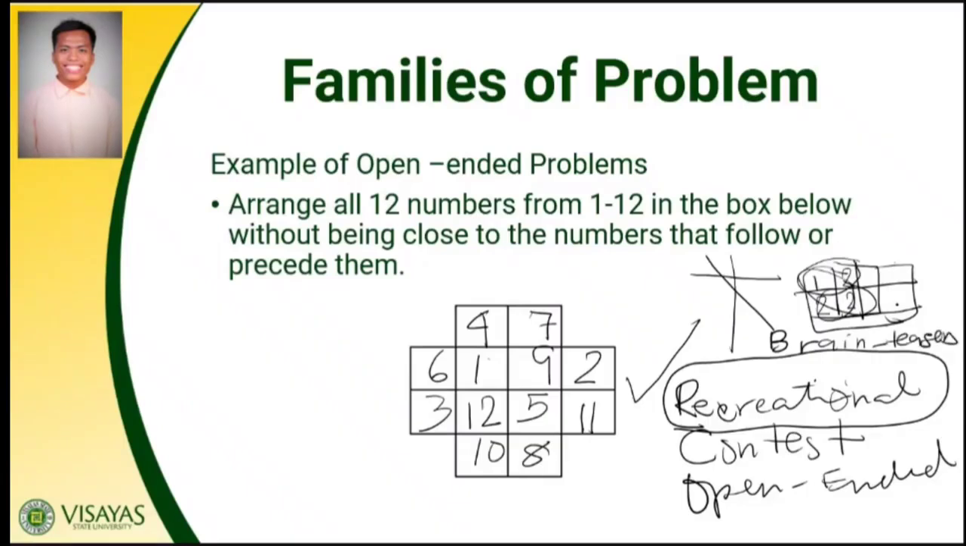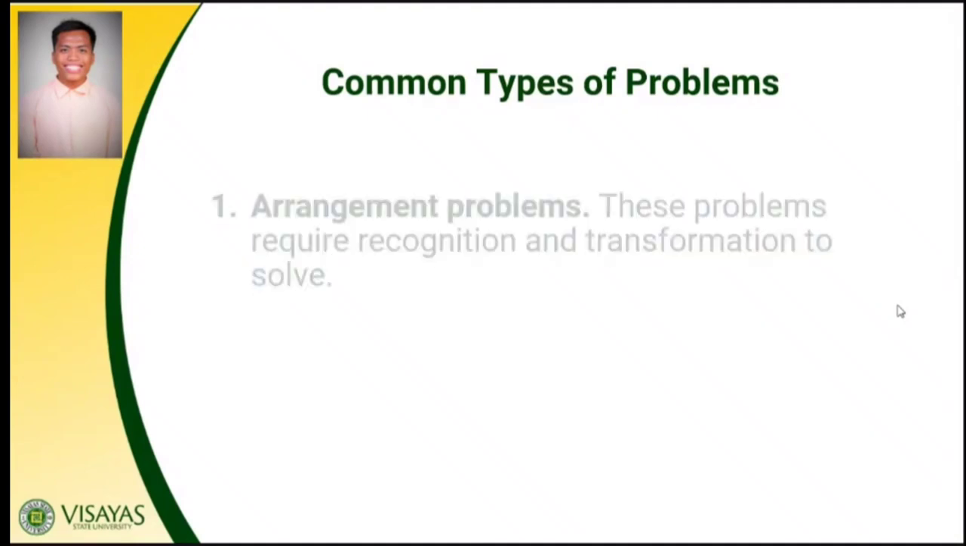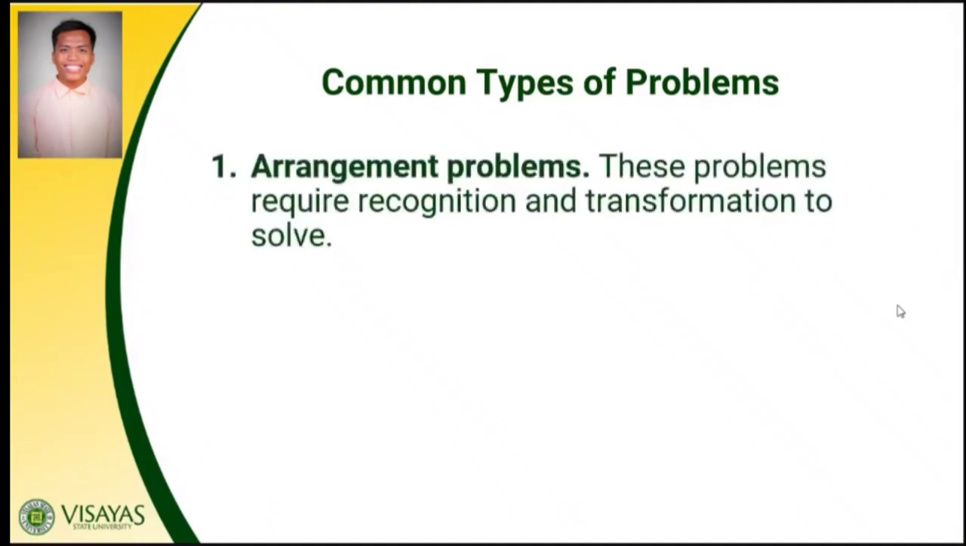Right. So let's proceed now to our last topic, which is the common types of problems. Okay. So we have four common types of problems. Una, we have the arrangement problems. Okay. These problems require recognition and transformation to solve. Example, Kanisha, this is an example of what?